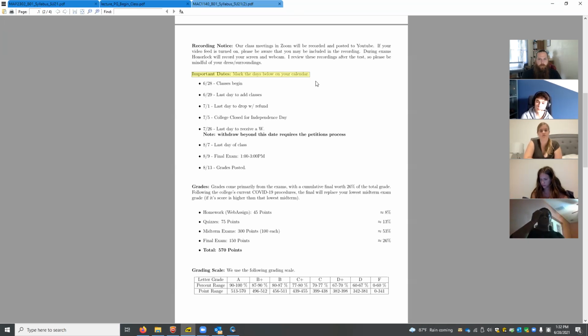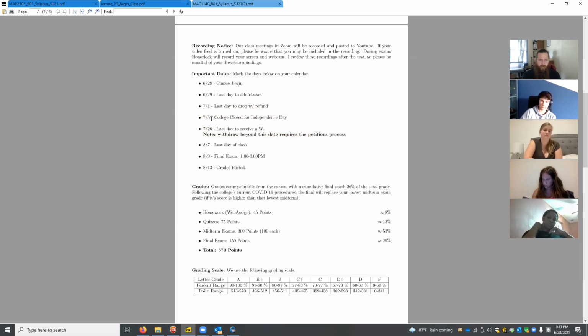Some dates you want to put in your phone calendar in addition to the final. Obviously, today classes start. The last day to add a class is tomorrow. So if you decide you don't want this class and want some other class instead, you need to add that class between today and tomorrow. The last day to drop this class and get your money back is July 1st. If you drop, nothing shows up on your transcript and you get your money back. It's like it never happened. Last day for that is July 1st.